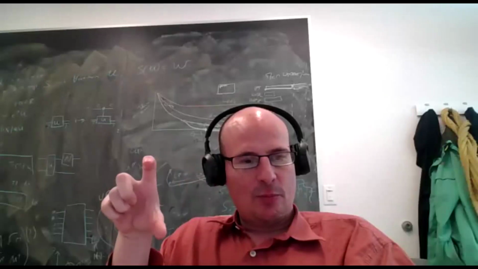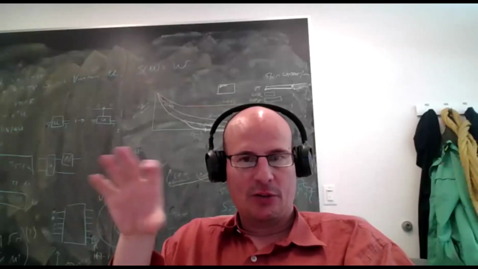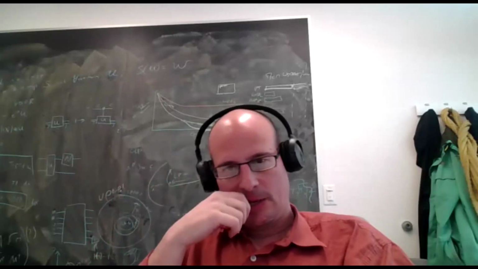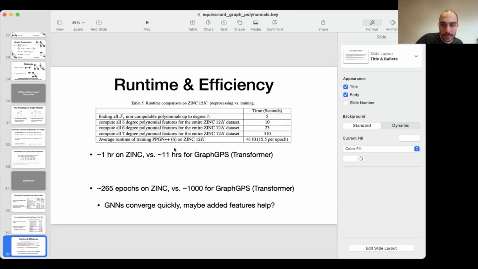But this means that some nodes will have the same features because these polynomials are shared across all nodes, no? Some of the functions will be the same across nodes, but that's not a guarantee. Let me give an example. I'll share my screen again. It's a good question.